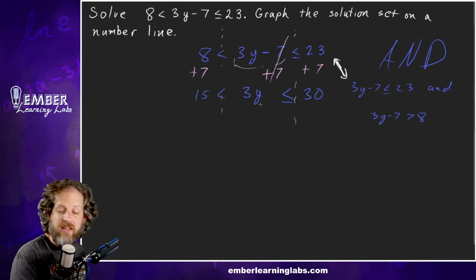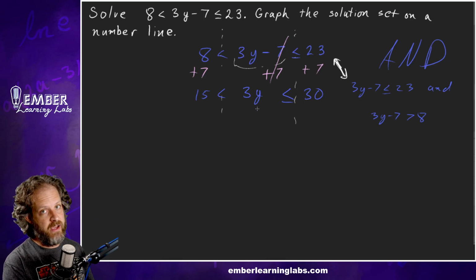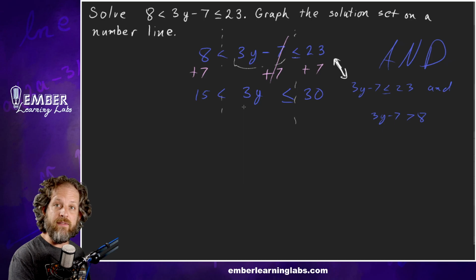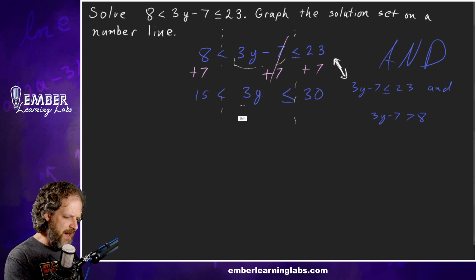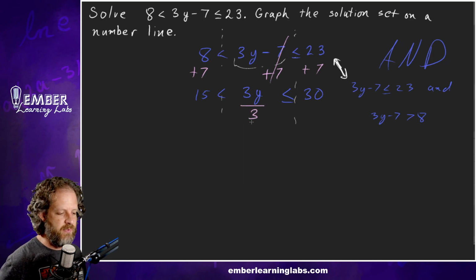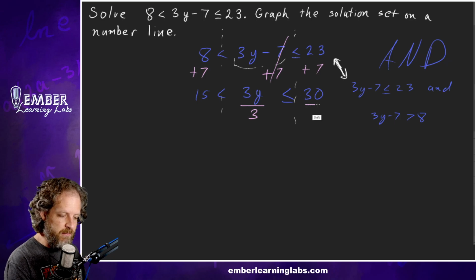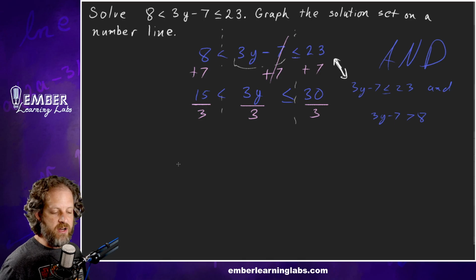So how is the 3 attached to the y? It is multiplied, right? So how are we going to get rid of it? Well, the opposite of multiplying is dividing. So we're going to divide by 3. If we do it here, we've got to do it both there and there, right? Make sure you do it in all places.